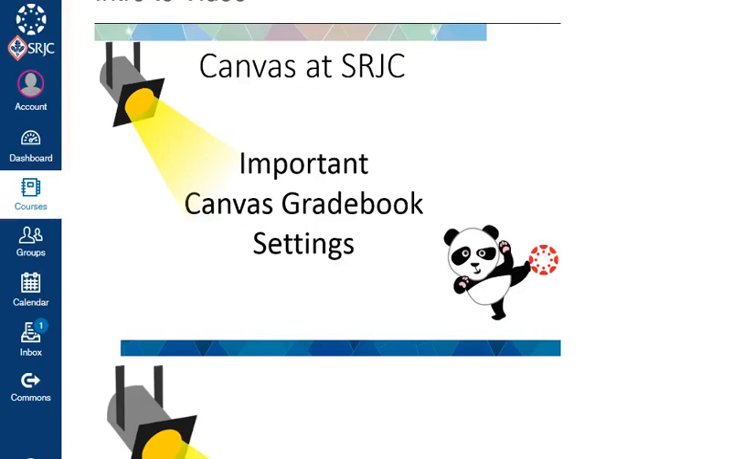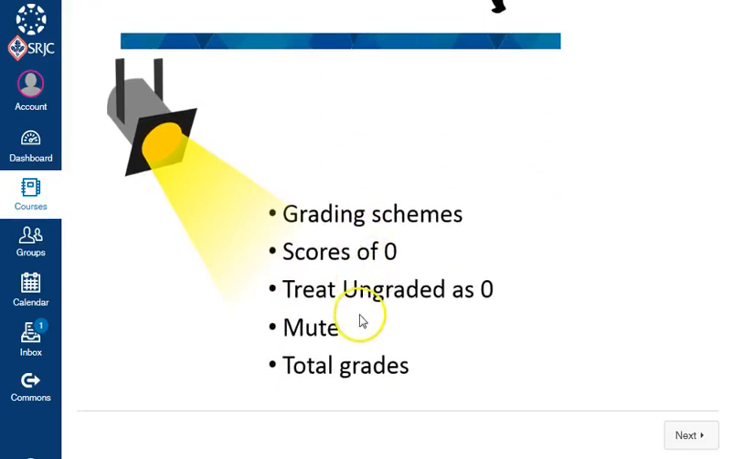Canvas has important gradebook features and settings that instructors should know about when recording grades. This video demonstrates grading schemes, entering scores of 0, the Treat Ungraded as 0 feature, muting an assignment, and how to hide total grades or display them as points.